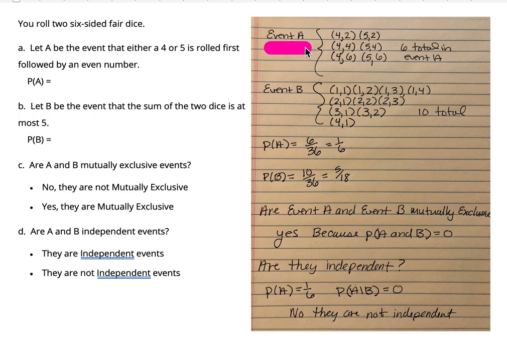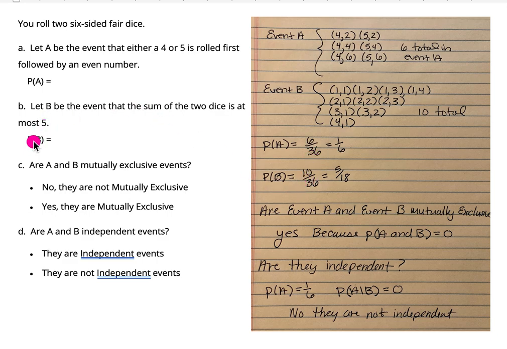So in event A, I have a total of 6 possibilities. So the probability of A is going to be 6 out of 36, which when I reduce that, I get 1/6. There are 36 possibilities in all when I roll 2 dice.